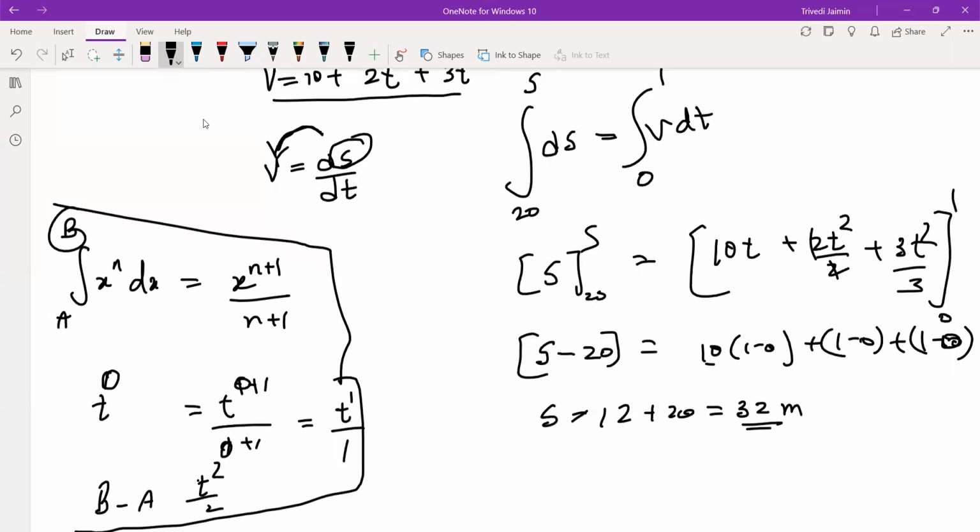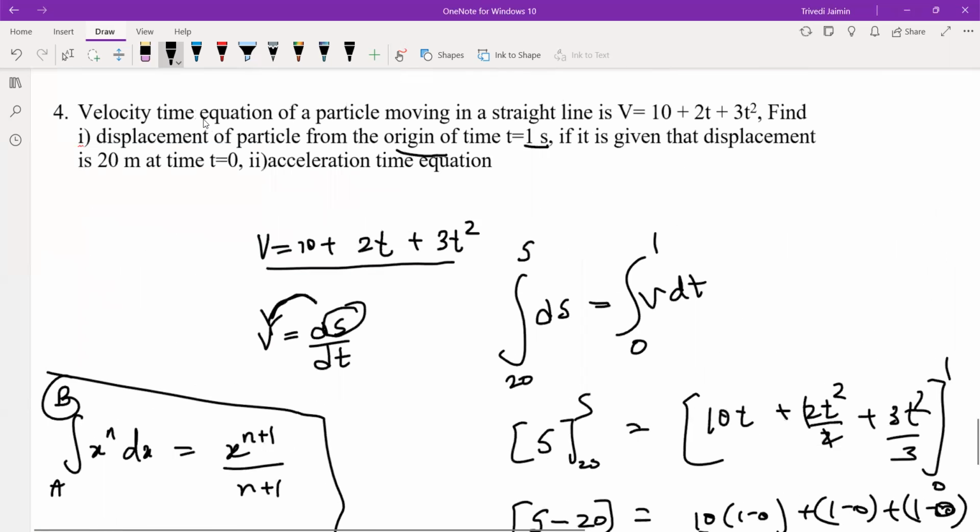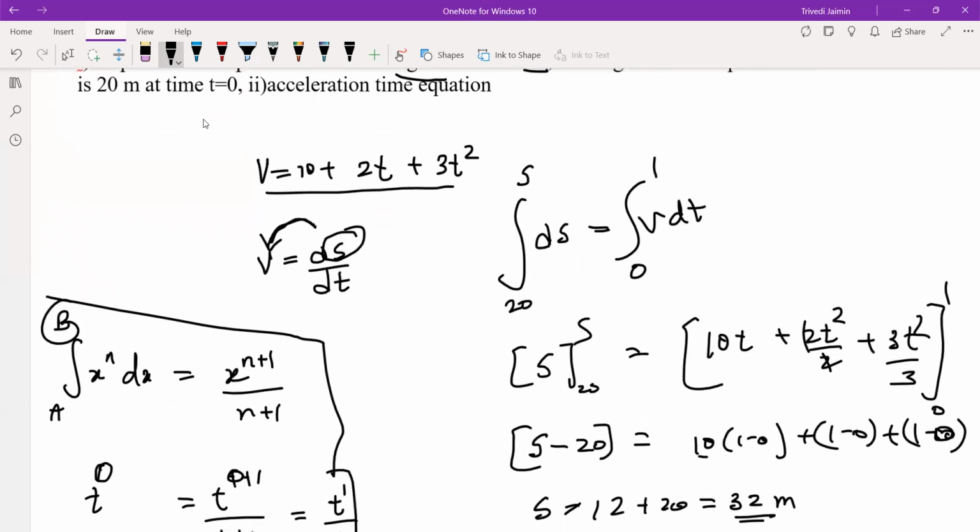Easy? Yes, sir. It's very easy, right? Now, what do you think about the next part? They're asking for the acceleration time equation. This was the velocity time equation. Now I want to make the acceleration time equation. I'll give you a hint. You try it. If we want to find velocity, what will we do? Displacement by time. In terms of differentiation, ds by dt.